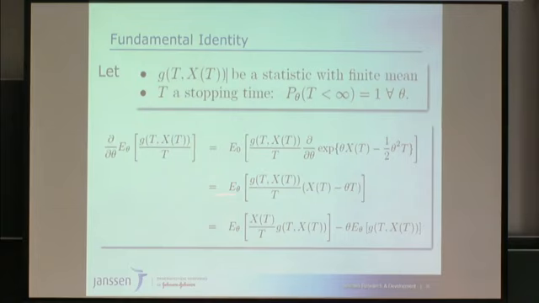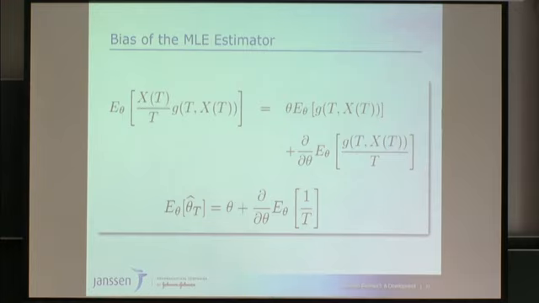So I can use this object to calculate the bias and mean square error. With quick algebra, I can write this way, and if I take g equal to 1, I get that the mean of the estimator is equal to the true value plus this object. So in order to calculate the bias of the estimator, I need to know this function, because that's the bias. It's the derivative of the expected value of 1 over t, where t is the stopping time. So if I know the distribution of t, I can calculate the bias analytically.